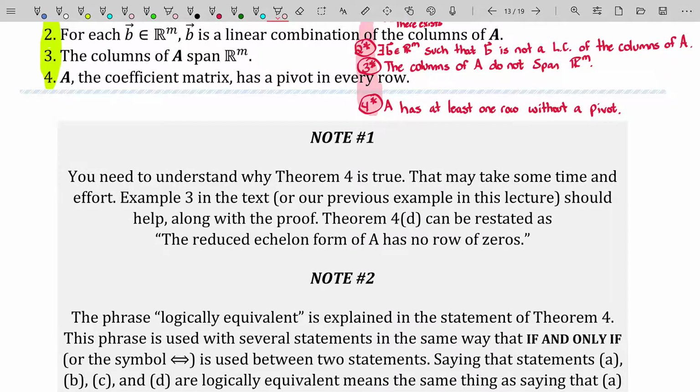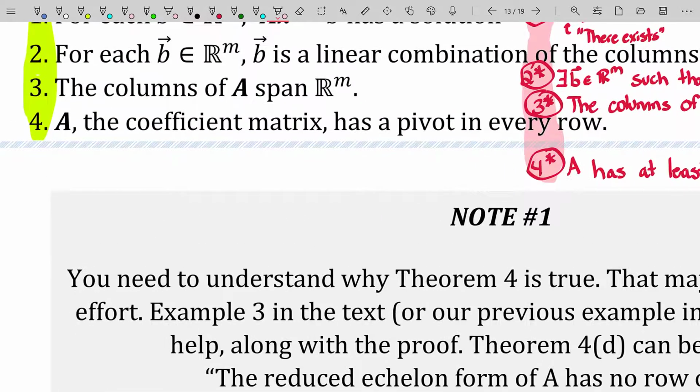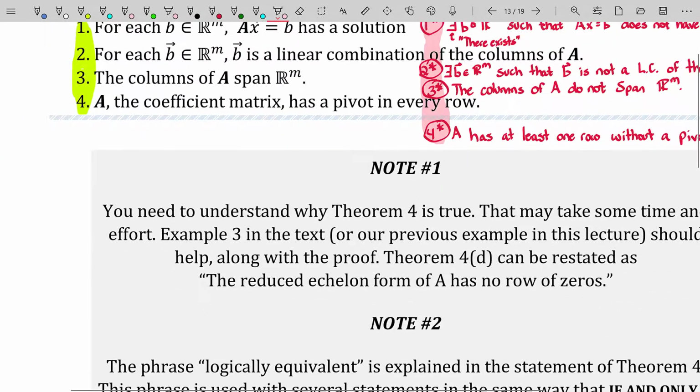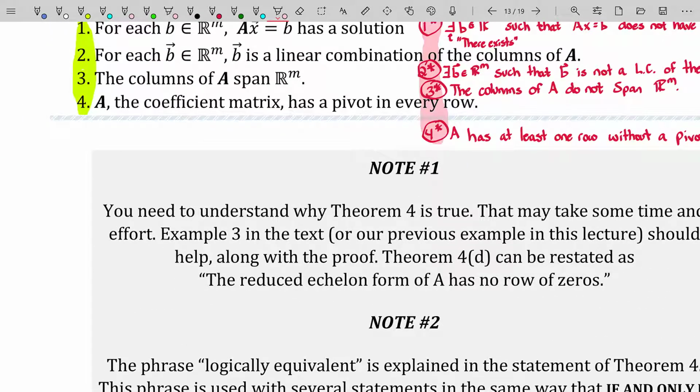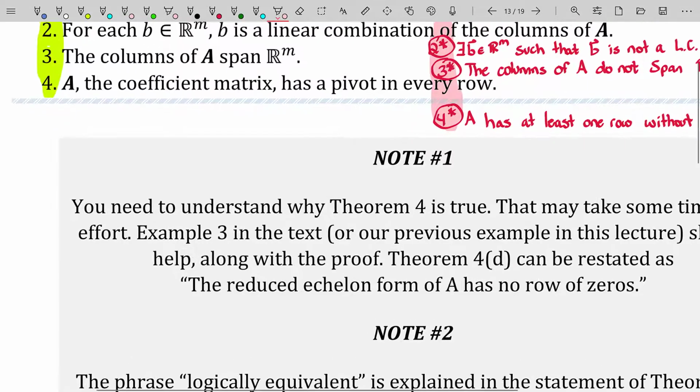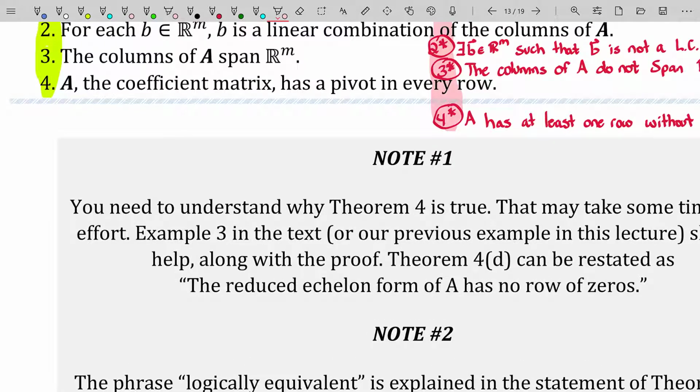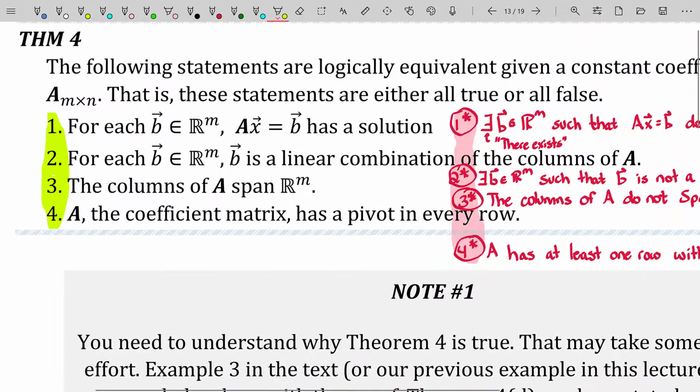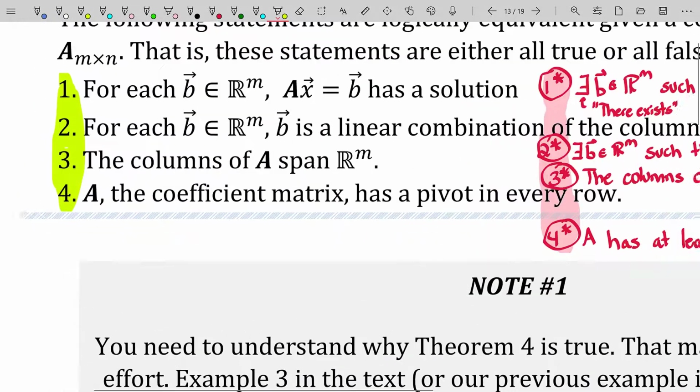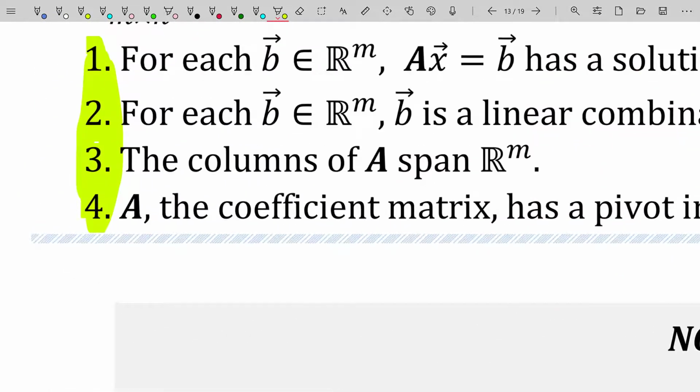Theorem 4D, that A, the coefficient matrix, has a pivot in every row, can be restated as: the reduced echelon form of A has no zero rows, which I think is a great way of thinking about it. That's such a good, understandable way of grasping the fourth part of this theorem. I called it D, but it's 4.4. It's this guy right here.